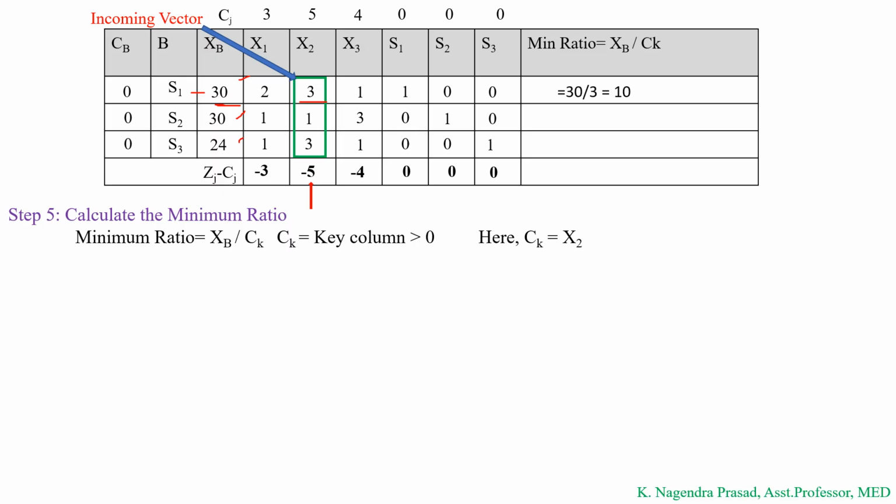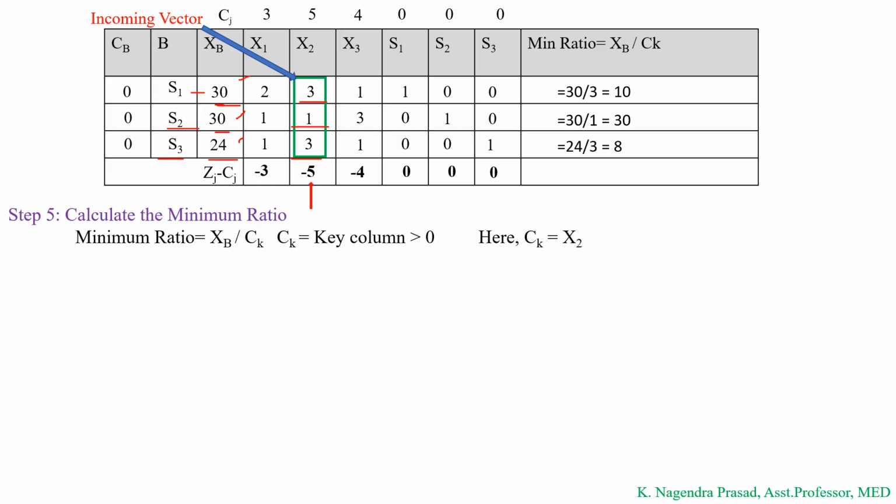Next we calculate xb divided by ck for the S2 row. For the S2 row, xb is 30 and ck is 1, so 30 divided by 1 is equal to 30. Similarly, we calculate xb divided by ck for the S3 row. For the S3 row, xb is 24 and ck is 3, so 24 by 3 is equal to 8.